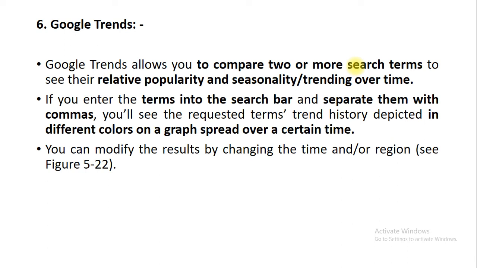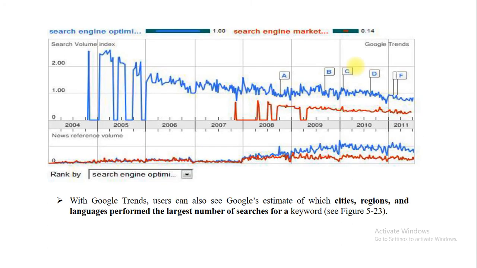As I have told you, when you want to compare two or more searches, it forms a different graph color over time. Over here we have two keywords: search engine optimization, which is the blue color, and search engine marketer, which is the red color. Here you have the years 2004 to 2011. The search volume index is on the 0, 1 and 2 scale.